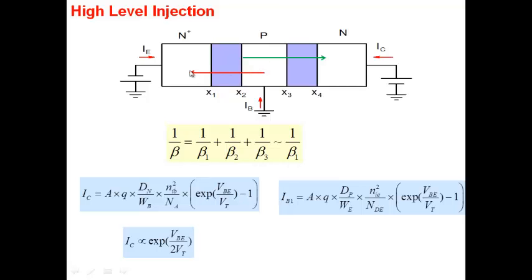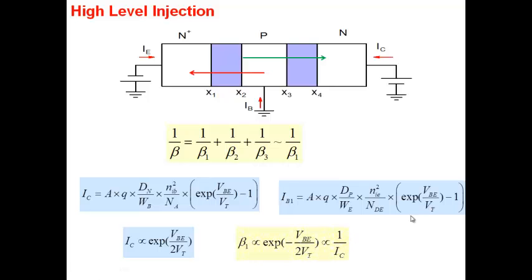High level injection means the injected carrier density starts becoming comparable to doping. But look at the emitter side. On the emitter side, you are also injecting holes, but high level injection will not occur into the emitter. Why? Because the emitter doping is so high. The injected minority carrier density is very low, much lower compared to the injected minority carrier density in the base. So no high level injection occurs here, while high level injection occurs here. So IC begins to go as VB by 2VT, and this component continues as VB by VT.